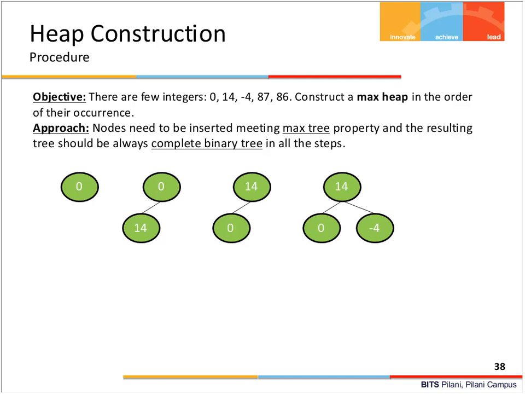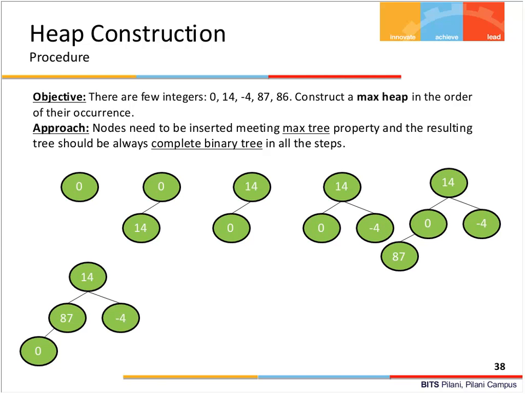Now the next node is 87. So where do I need to insert 87? What is your thought? Right, several of you are answering it correctly. 87 should be the left child of 0. Why is it so? Because the property of completeness is maintained. The tree is complete, but the problem is it is not a max tree because 0 is smaller than 87. So what do I do? I swap 0 and 87; the values are swapped.